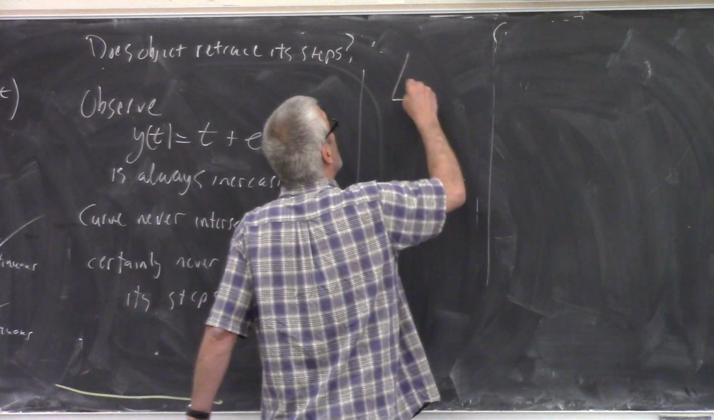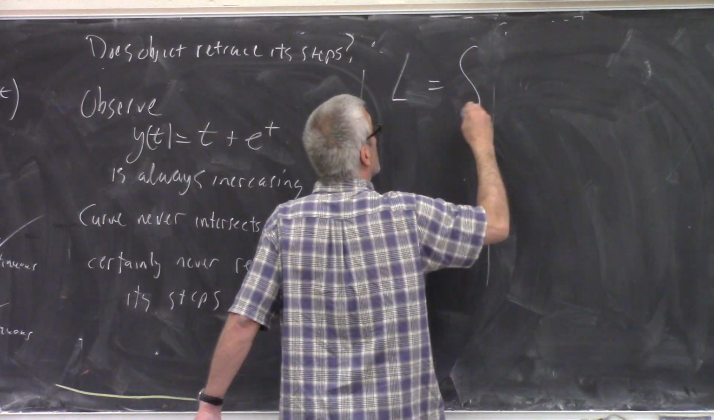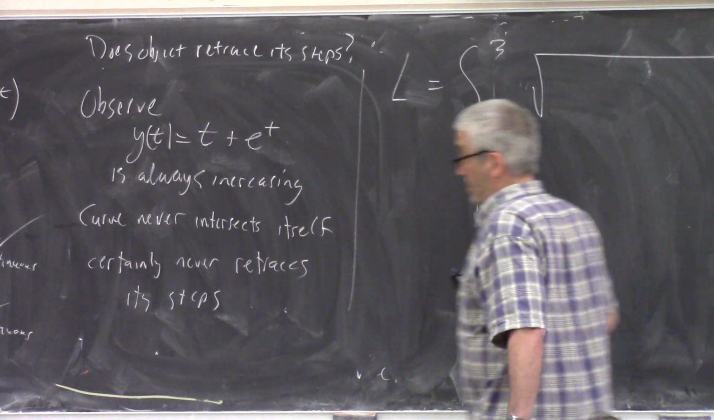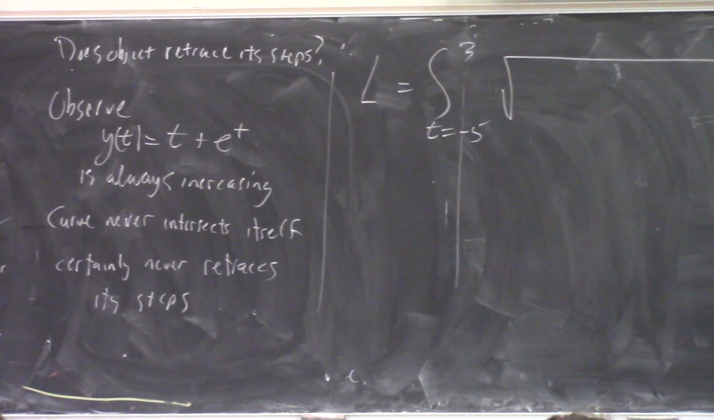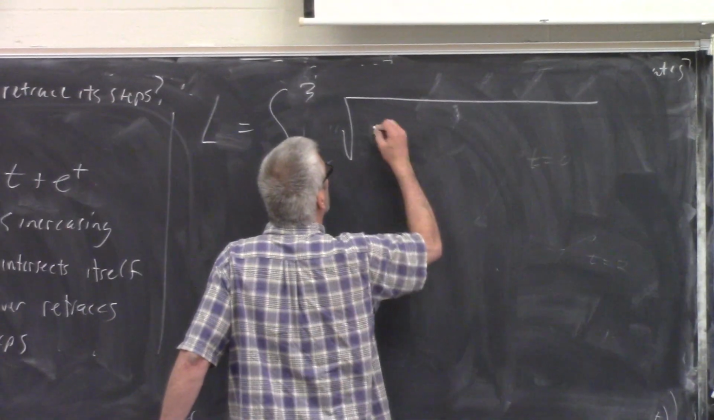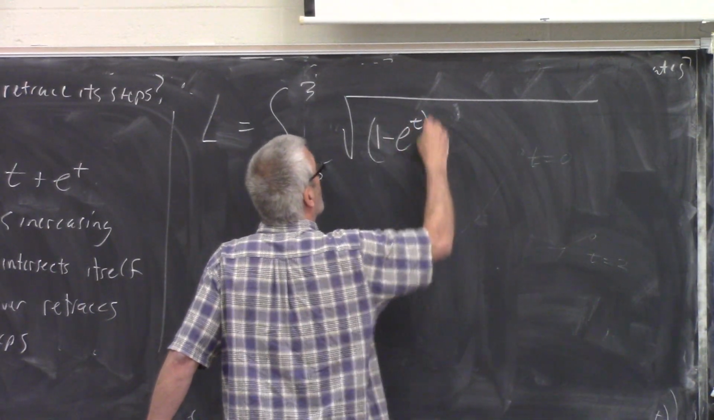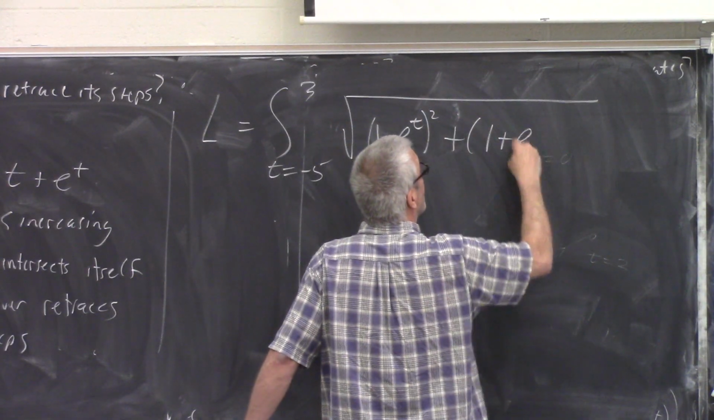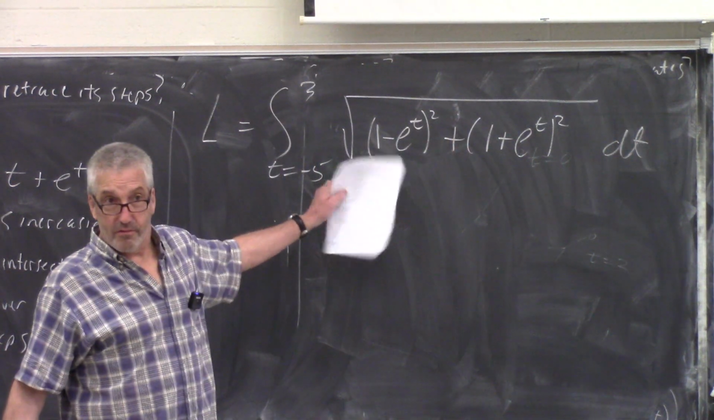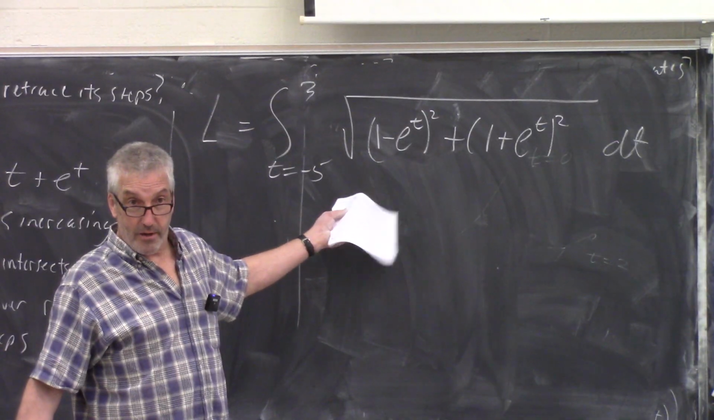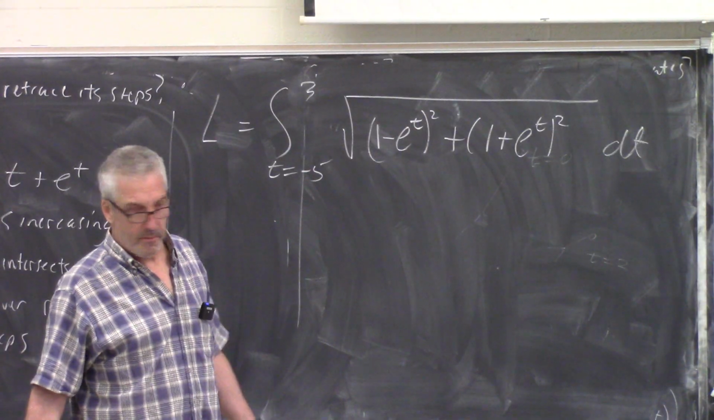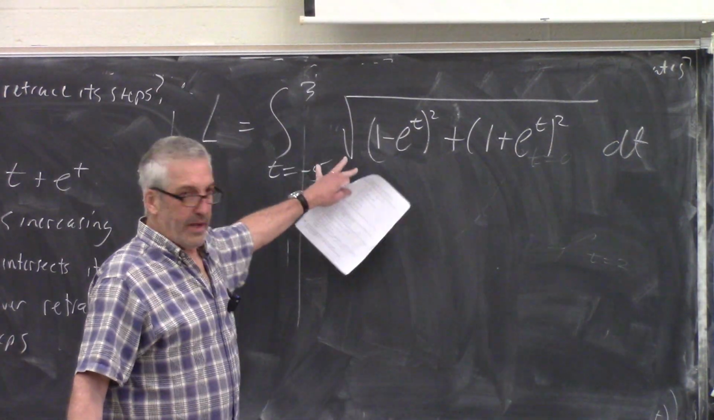Okay, so I get L, I just get to do the integral. Integral from t equals -5 to 3 of the square root of 1 minus e to the t squared, plus 1 plus e to the t squared. Now, there's all sorts of math you could do to simplify this. But in the end, it's going to be an integral that, well, actually I think we do have the techniques to solve this integral, but it's really hard. So that's it for that part.